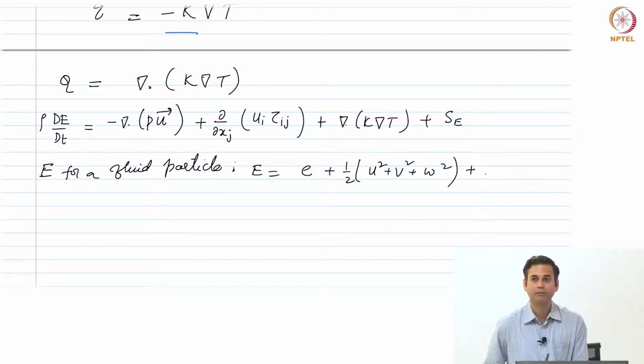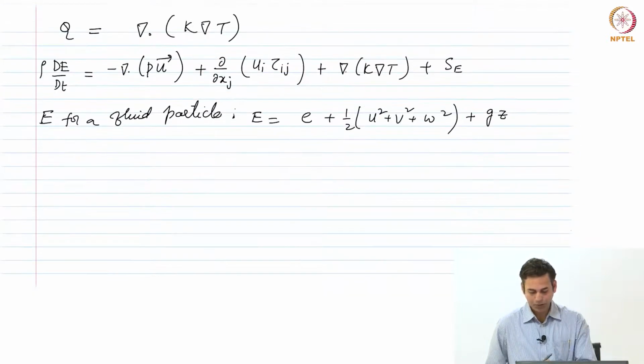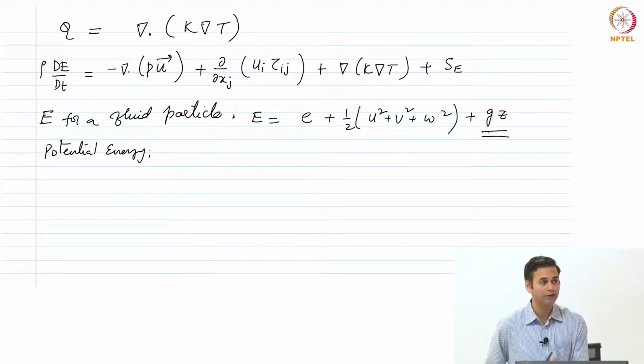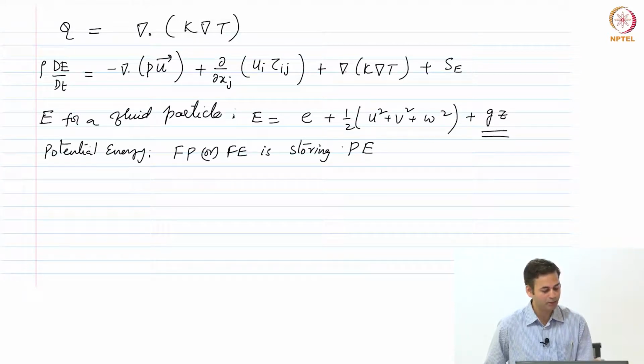Plus what else we have? We have the potential energy as well, which is given by g times some elevation, okay. Now this potential energy that we have can be thought of in two different ways, okay. One is the way we write it here, in which the fluid particle or fluid element is storing potential energy. That is one way to look at it.